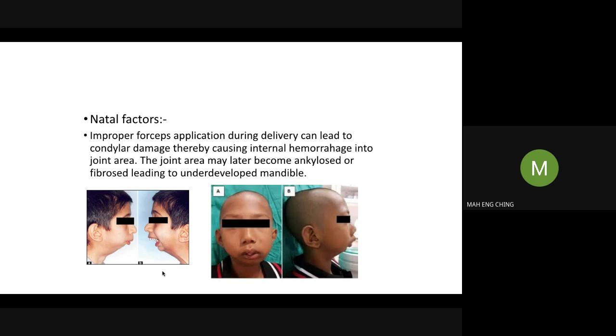Let's say if you injured only one side, then it causes asymmetry of the jaw. Let's say the fracture is on both sides, then the mandible can become fibrous or ankylosed, then it becomes underdeveloped, which will give a short lower jaw. So this can happen, but it is not very common. With the latest technology, I think it has become less common now.